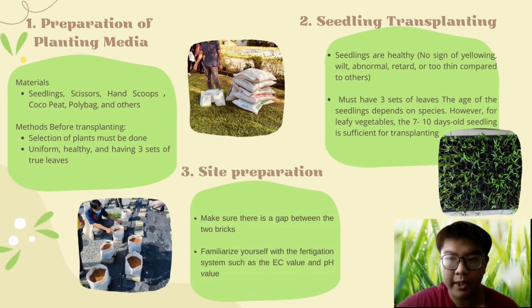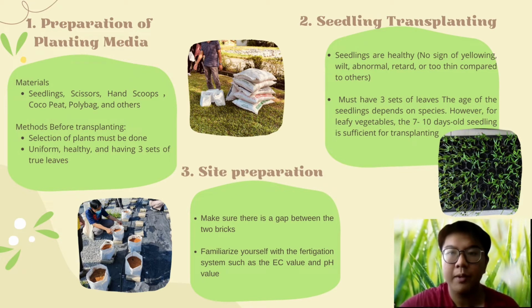The first step of the fertigation process is preparation of planting media. So we have to prepare the materials such as seedlings, scissors, hand scoops, cocoa peat, polybag, and others. For the method before transplanting, we have to select a plant, and the plant must be uniform, healthy, and have 3 sets of true leaves.